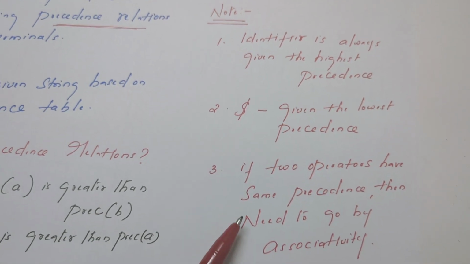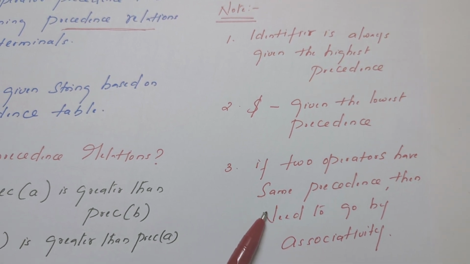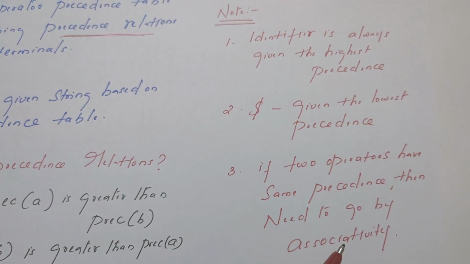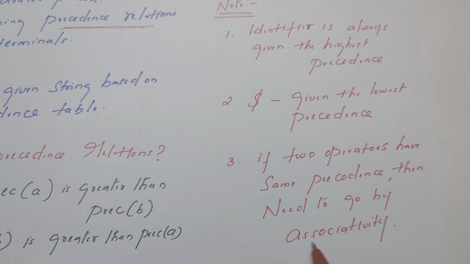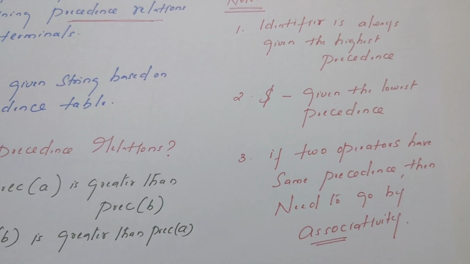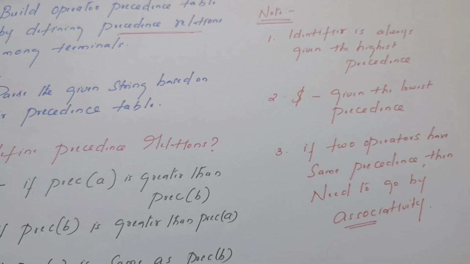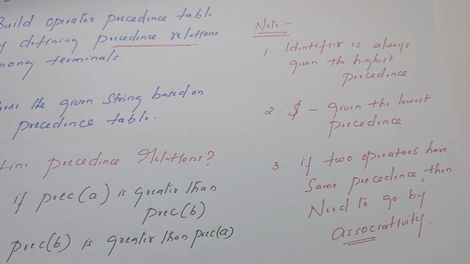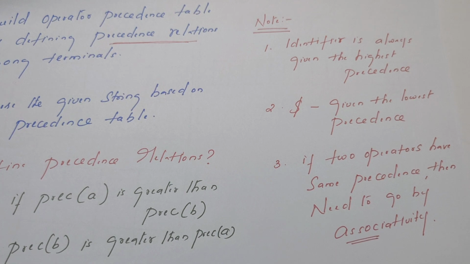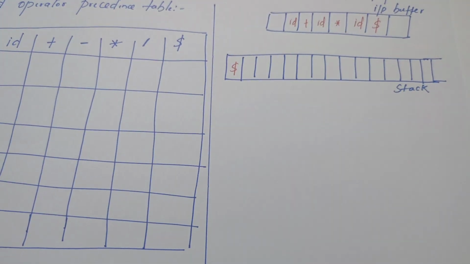Okay, suppose two terminals or two operators have the same precedence. Then what do we need to do? We have to go by applying the associativity of such operators. Either it can be left associativity or it can be right associativity. Okay, now let us see one example.